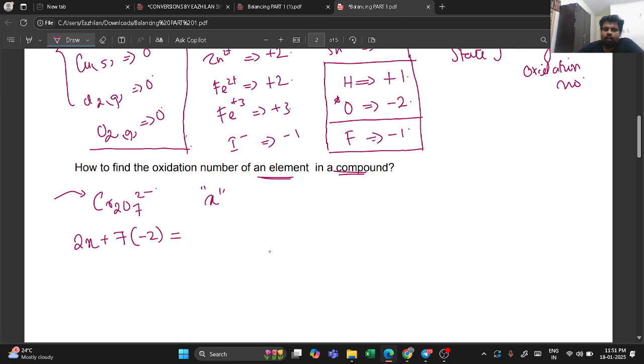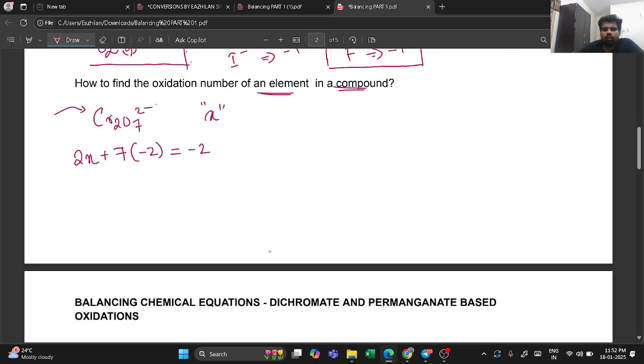So then you look at this entire compound and look at what is the charge. Here we have a charge of -2, so I will just equate it to -2. So if I solve this, I will know what is the oxidation number of chromium. Okay, so 2x minus 14 is equal to -2. 2x is equal to -2 plus 14. So 2x is equal to plus 12, or x is equal to plus 6. So in this compound, chromium has an oxidation state of plus 6.